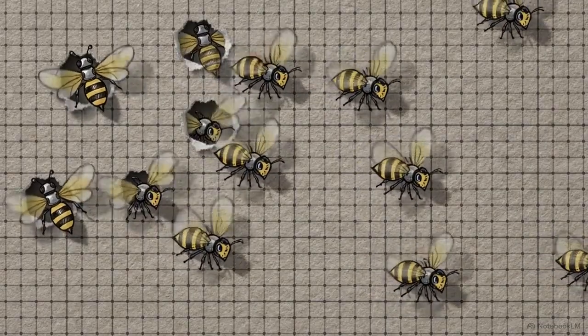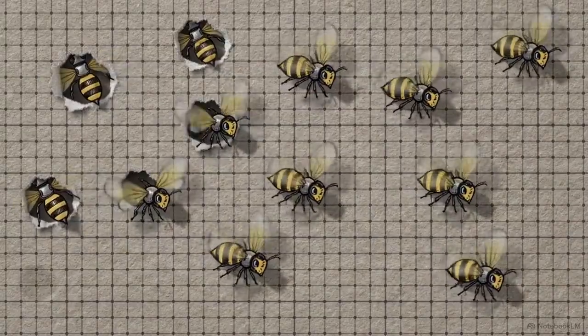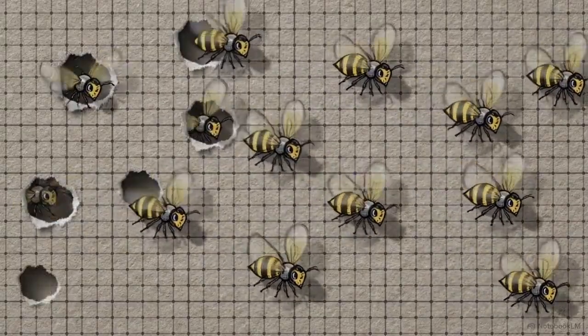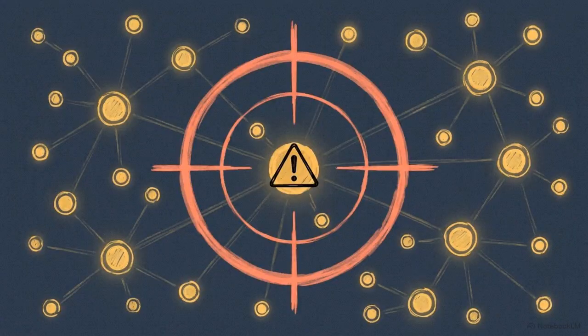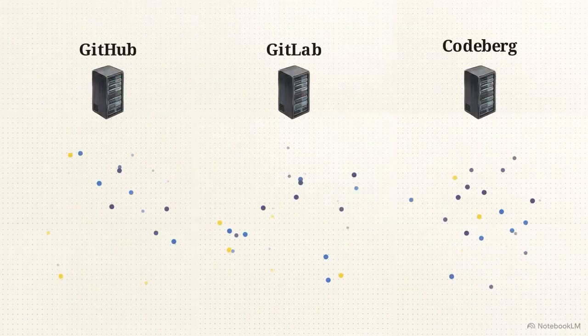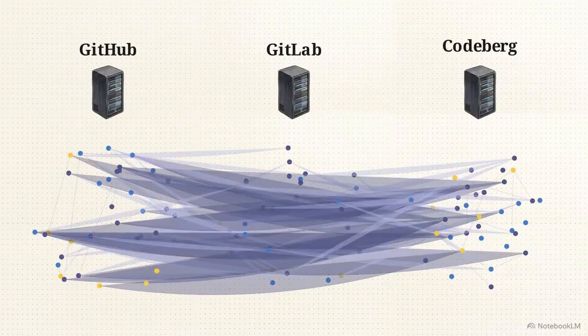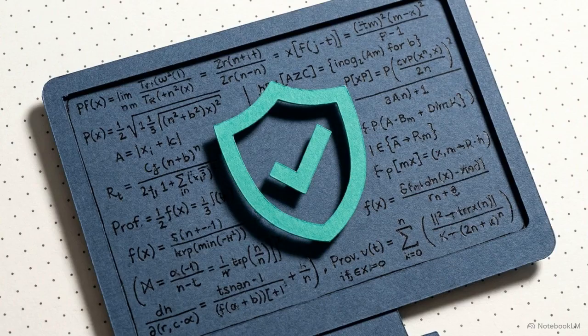Trying to censor this network is a logistical nightmare. Taking down the origin repository doesn't stop the swarm, as remaining forks continue to propagate. To kill the code, an attacker has to locate and delete every single fork across separate platforms like GitHub, GitLab, and Codeberg simultaneously.